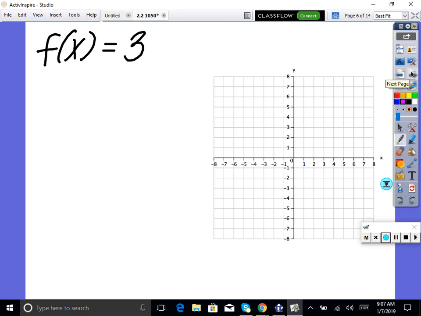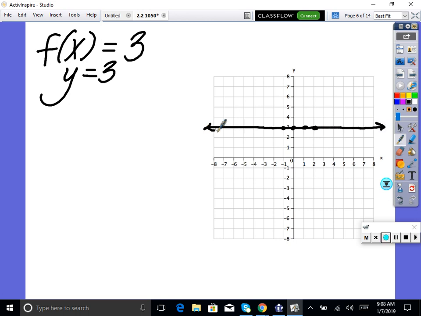Graphing a straight line of 3. Now guys, f of x is y. So this literally says y equals 3. Well, if y is always equal to 3, it doesn't say anything about x. X can be anything. So if x can be anything, but y is always 3, think about plotting points. Over 0 up 3, over 1 up 3, over 2 up 3. Do you guys see what's happening? Over negative 1 up 3. It's a straight line at positive 3.